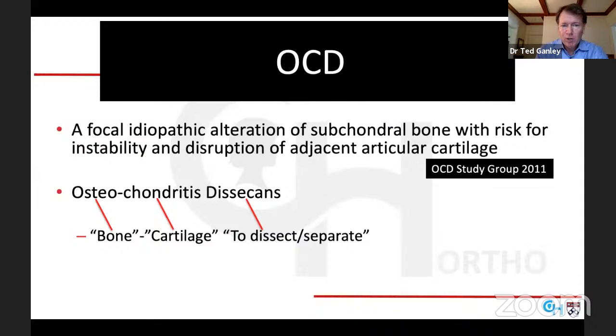Our OCD study group described that as a focal idiopathic alteration of subchondral bone with instability, disruption of adjacent articular cartilage. So why am I covering that in an overuse talk? Well, chronic repetitive microtrauma can be considered one of the potential etiologies for this condition, which literally means osteochondritis dissecans, to dissect or separate, described by Koenig over 100 years ago.